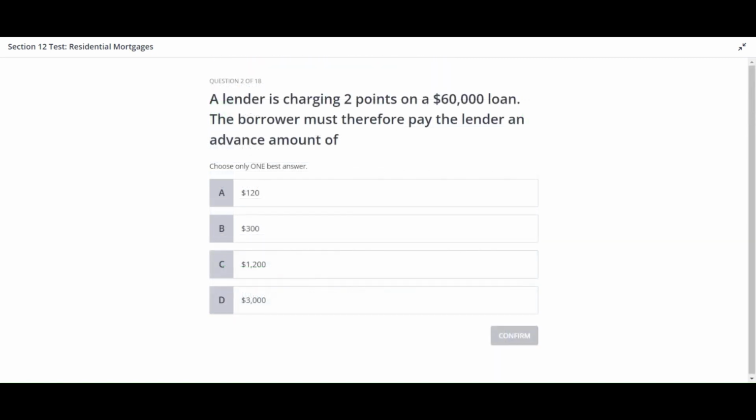Alright, question number 2. A lender is charging 2 points on a $60,000 loan. The borrower must therefore pay the lender an advance amount of A. $120. B. $300. C. $1,200. D. $3,000. Go ahead and make your selection now.